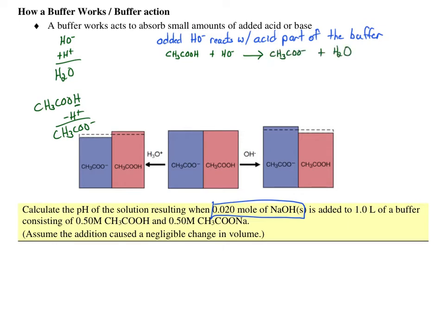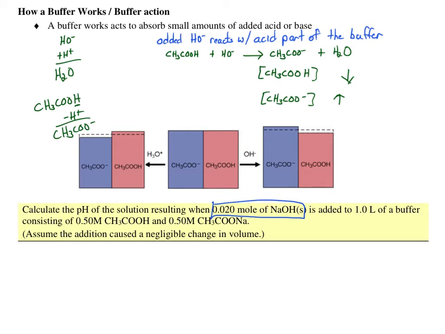Essentially what has happened here is the strong base has been converted to a weak base, and therefore there's going to be little impact on the pH of the solution. So as we see here, the concentration of the acid part of the buffer is going to decrease a little bit, and the concentration of the base part of the buffer is going to increase by the same amount.